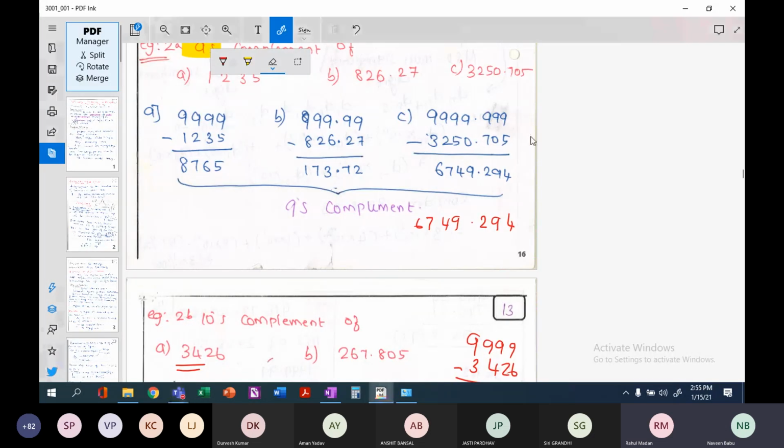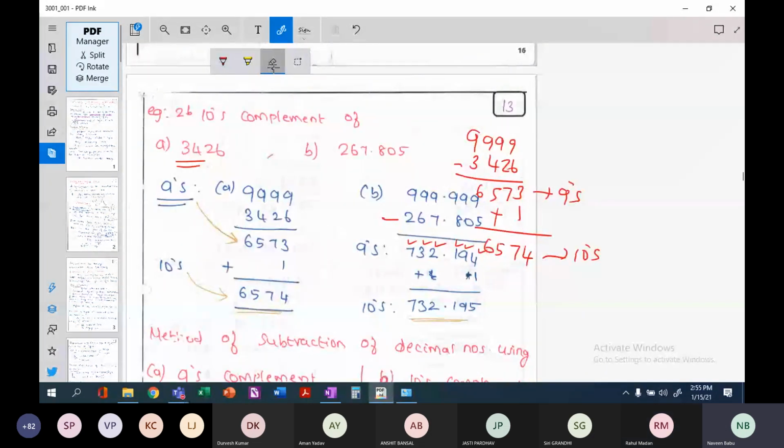Rahul's question is very valid and correctly pointed out. Please note, you are adding 1 to the least significant bit. Similarly, though you have a decimal here, you have to add 1 to the least significant bit only. Don't add 1 here. You should not add 1 here. It is a very valid observation. So you have to always add 1 to the last bit position only.